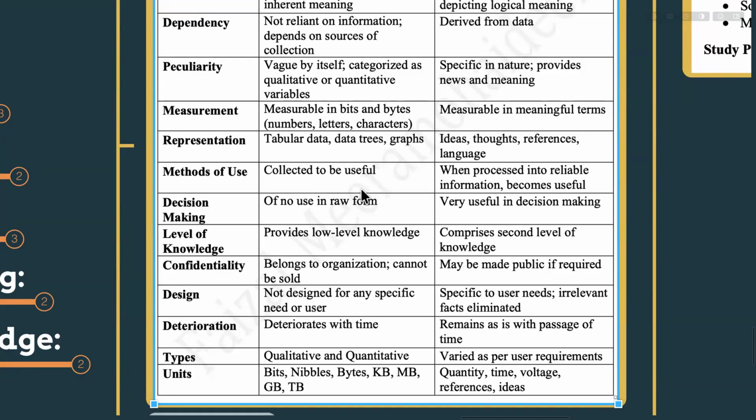It means, my dears, we collect data with the hope it will be useful someday, right? But it actually becomes useful only when we turn it into information. For decision making, data is of no use in a raw form. We can't use raw data for decision making, but information is very useful in decision making. And level of knowledge: data provides a very low level of knowledge, but information comprises the second level of knowledge. It means a higher capacity.